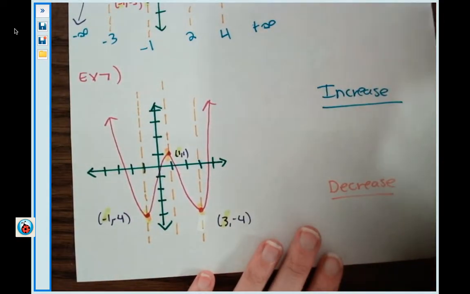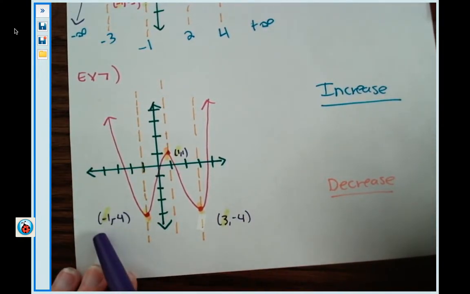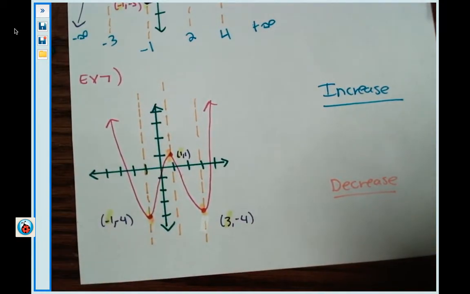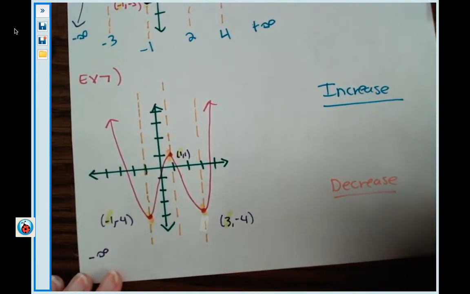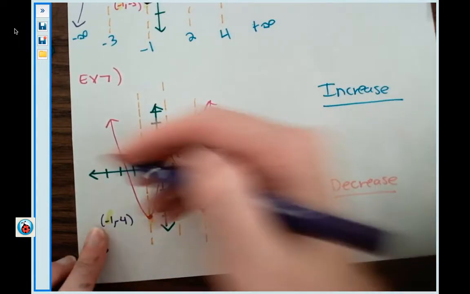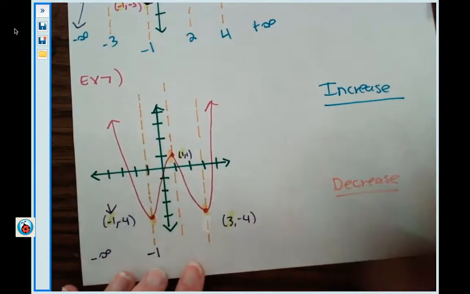Okay, now in my first section, this one does not have a vertical dashed line on this side. So this section right here is headed off to negative infinity forever. So I'm just going to write negative infinity on this side. Now this one crosses the x-axis at negative 1, which is the same as that right there. So I'm going to write negative 1 here.